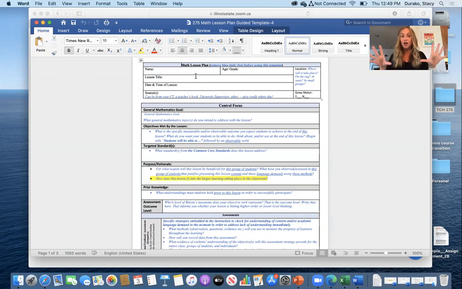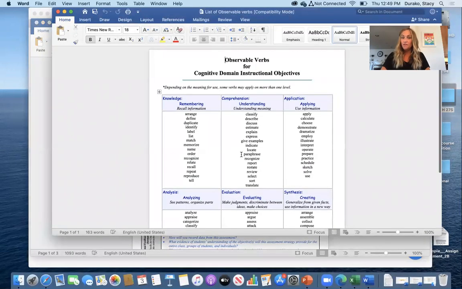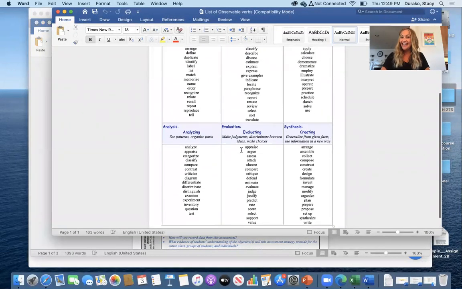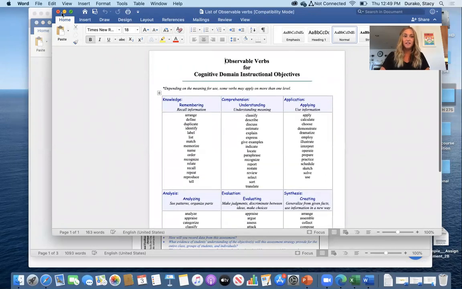So they should be starting with, the students will be able to, followed by our observable verbs. In the resource section, I am going to put up these observable verbs to help you. And I always find this really useful. I use it a lot. So that will be in the resource section of ReggieNet.